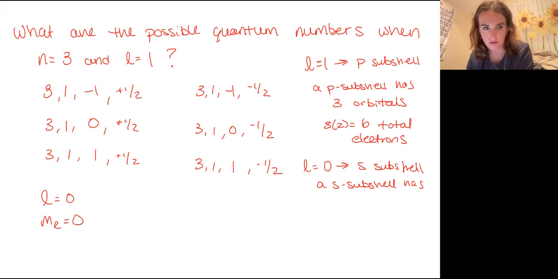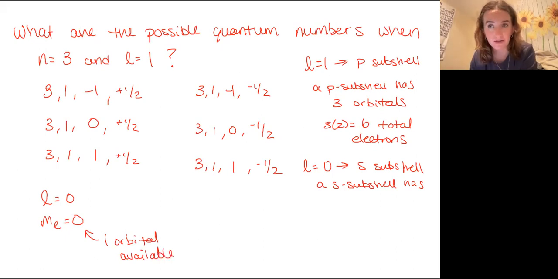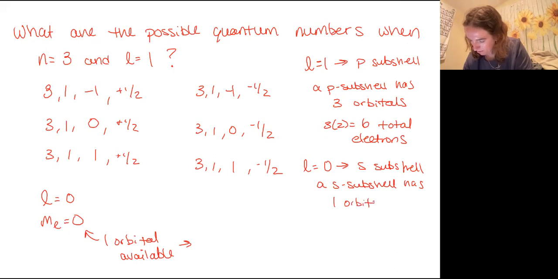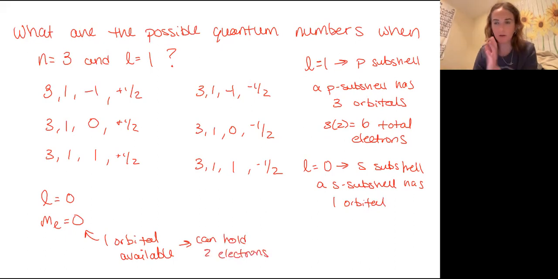Yes, I think Ethan is replying to say that there's only 1 orbital, right? So when l is equal to 0, m sub l is equal to 0, which means there's only 1 orbital available. Since there's only 1 orbital available, the s subshell can hold 2 electrons. Does that make sense? Any orbital you have can only have two electrons in it, and two is the maximum. It can hold one and it can hold zero, but it can max have two. Any questions so far on quantum numbers? Making a little bit more sense?